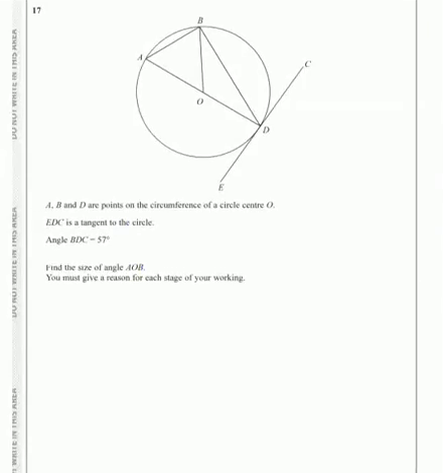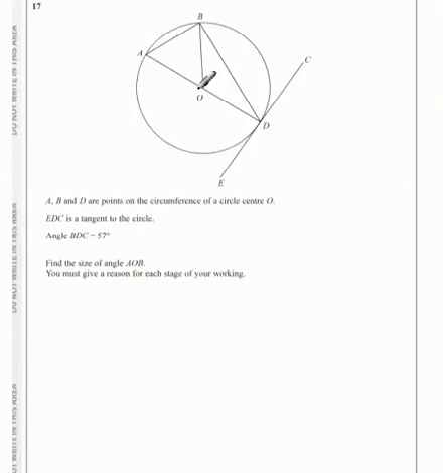Okay, a number of different ways we can do this one, applying lots of different circle theorems. First thing to mark down is the angle that we are given. So that is angle BDC. There's our BDC. So we are given that this angle equals 57 degrees.